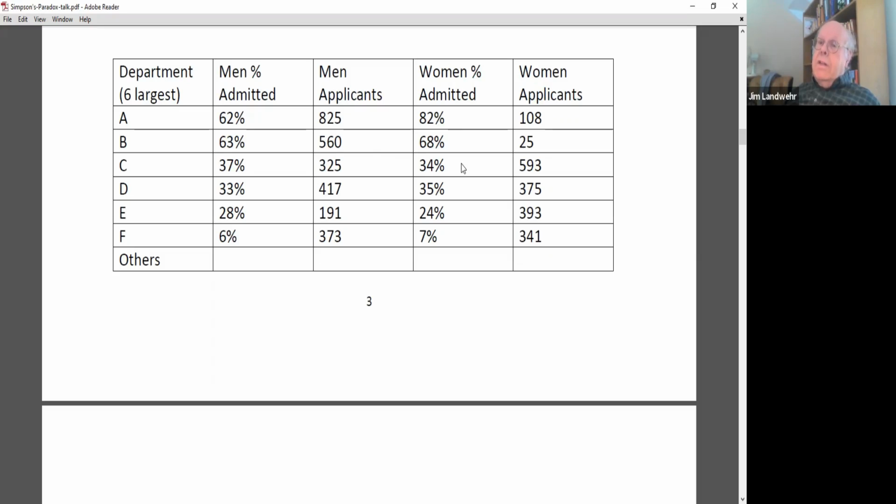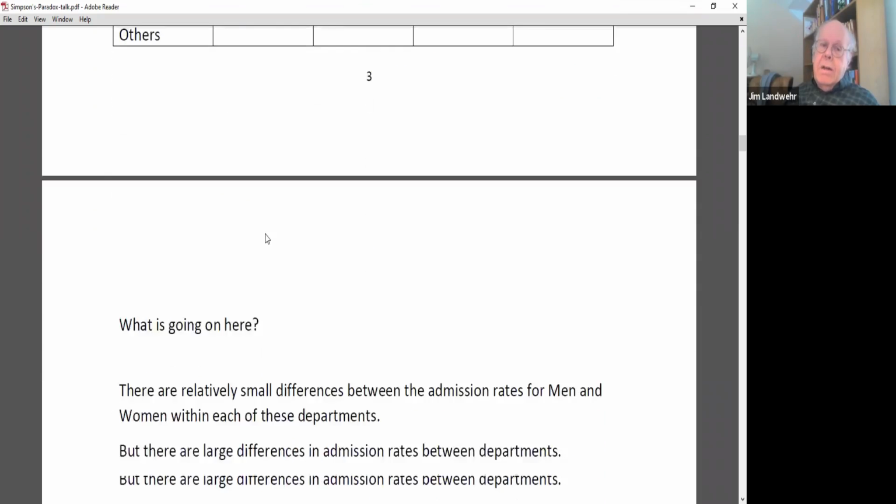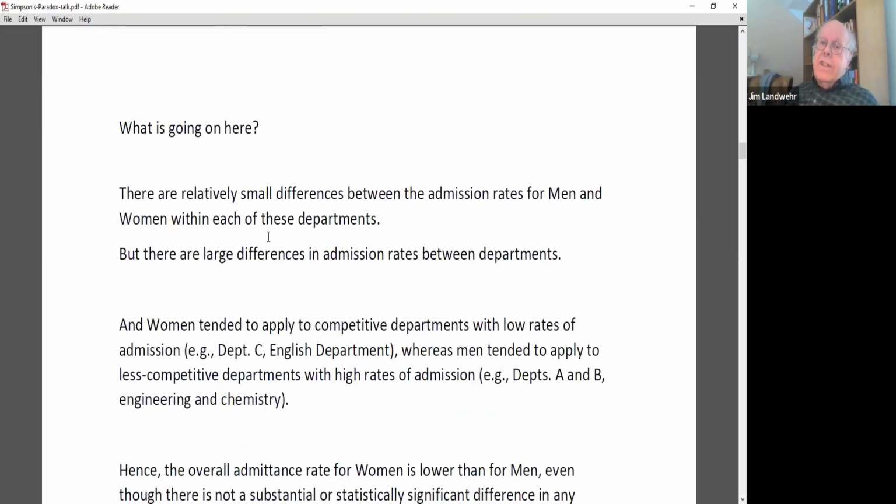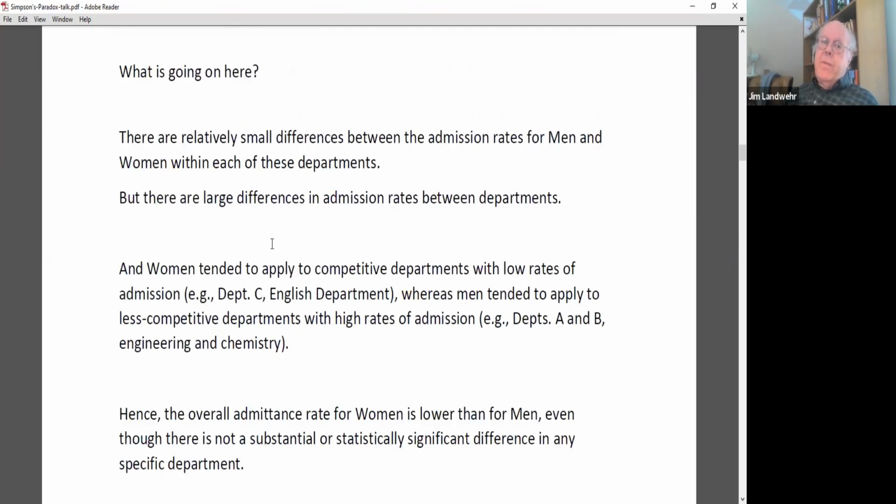And now if we look at the department where the second highest for the women is this one, E here, that's 393 for the women, and it's a much smaller percentage getting admitted. And then for the third one here, it's a very small percentage, Department F. So what's happening here is that there are relatively small differences between the admission rates for men and women within each of these departments, but there are large differences in admission rates between departments.